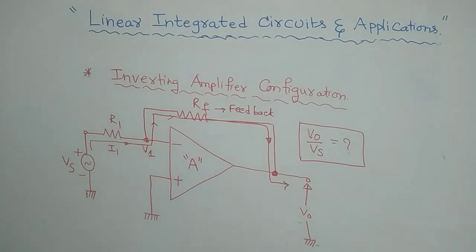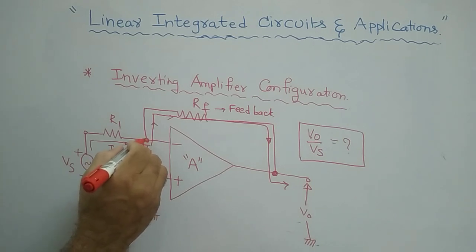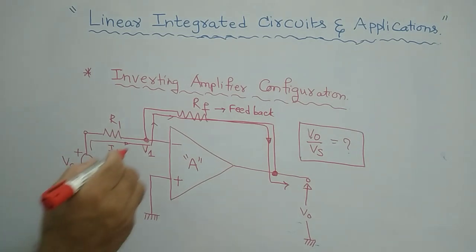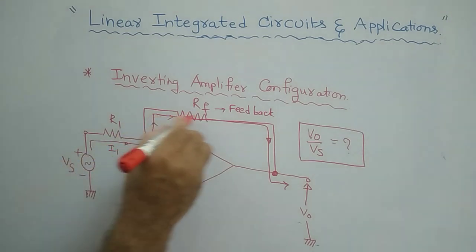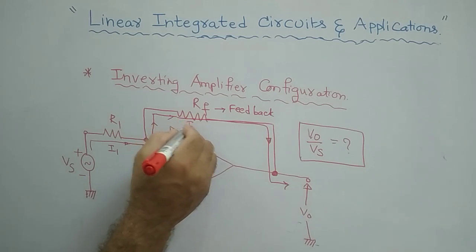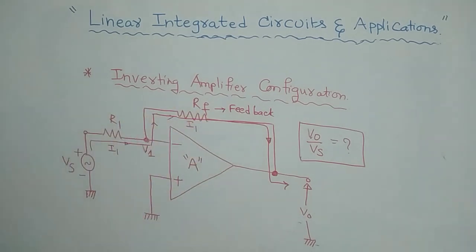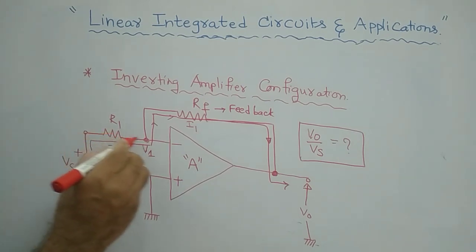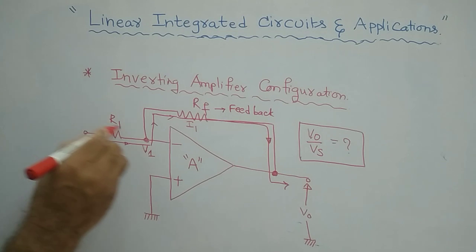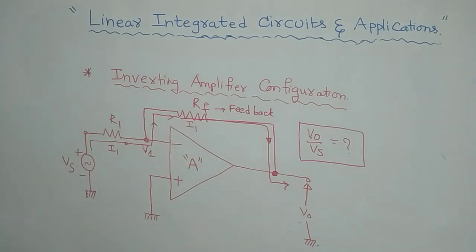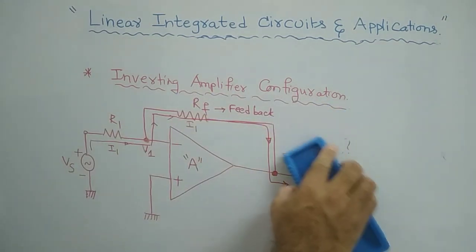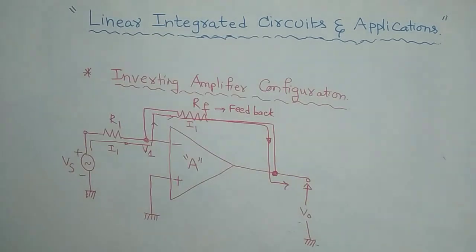That we should remember. Imagine that at this node, I1 is the current flowing through this, and afterwards the same current flows through RF also. Now use KVL for this loop. I can write one expression here, so that from that expression I can easily get the ratio of V naught by Vs, output by input.